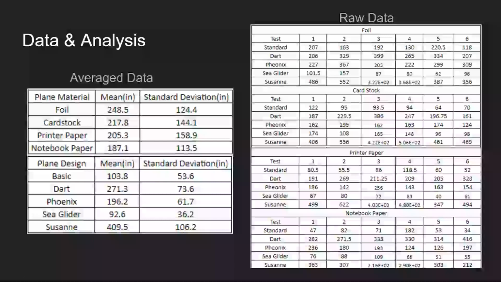Awesome. So this begins the data and analysis section. We have the raw data section on the right-hand side that you can see. And then on the left, we just took some sample average data that's going to help us come to a conclusion when we do our ANOVA and t-test a little bit later.